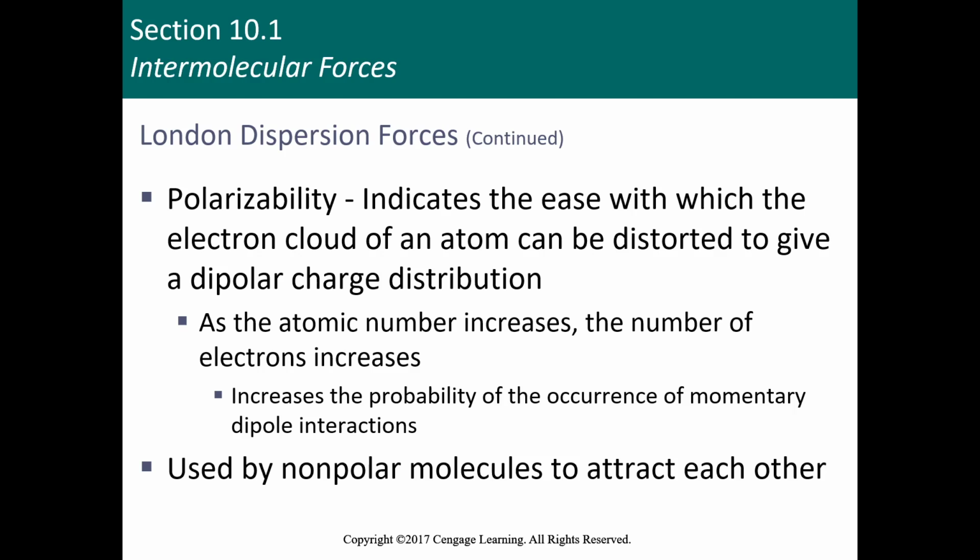So the big factors here that are going to matter most is going to be, well, polarizability is going to matter a lot in these. And polarizability indicates the ease with which the electron cloud of an atom can be distorted to give a dipolar charge distribution. Think of it like this.